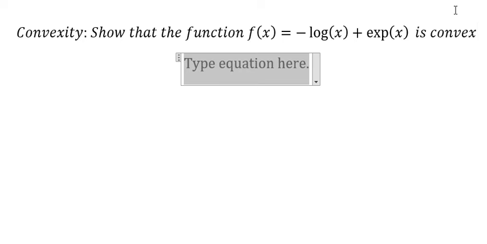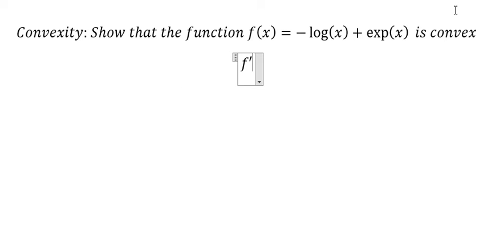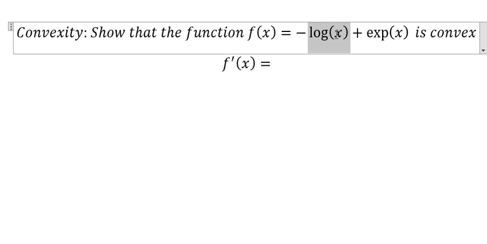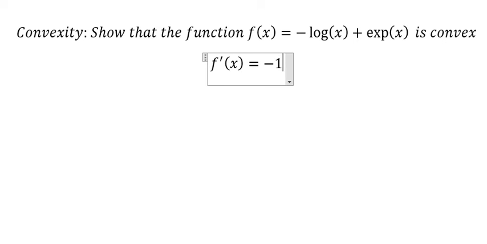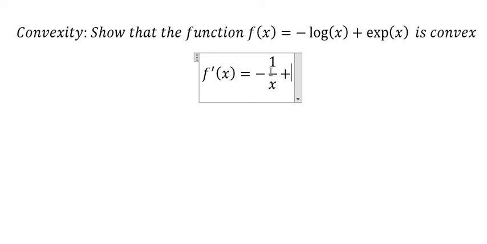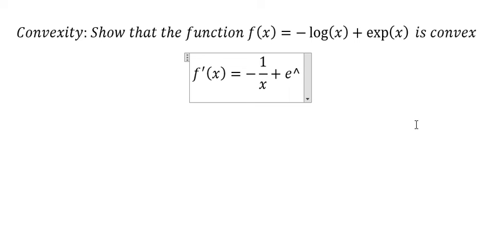We need to find the second derivative of the function. The first thing we need to do is find the first derivative of the function. So if we do this one, we have 1 over s. This one we have the same, e to the power of s.